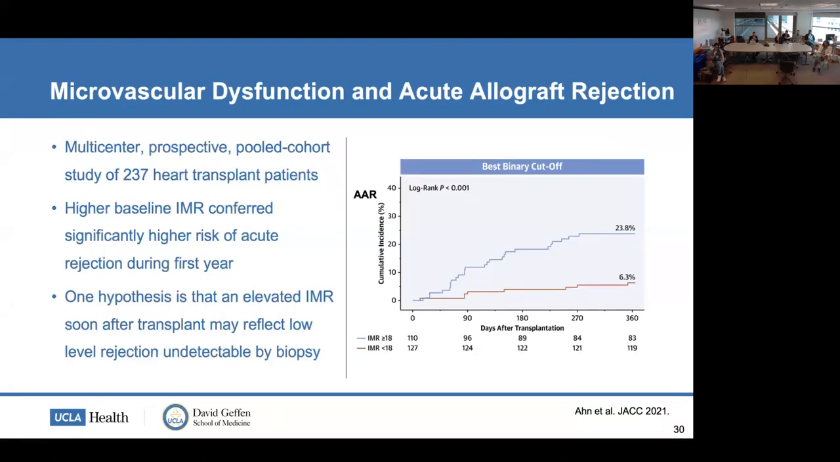In terms of how microvascular disease associates with outcomes, this is a recent paper from Jack in 2021 looking at nearly 250 transplant patients from multiple centers, basically showing that your baseline IMR, within the first 3 to 4 months, conferred a significantly higher risk of acute rejection during the first year, and actually had a negative predictive value of around 94%. One hypothesis is that an elevated IMR soon after transplant may reflect a low level of rejection that's yet undetectable on biopsy.